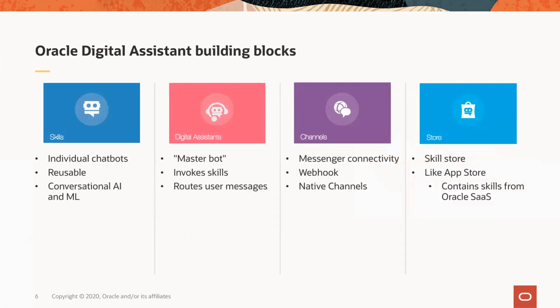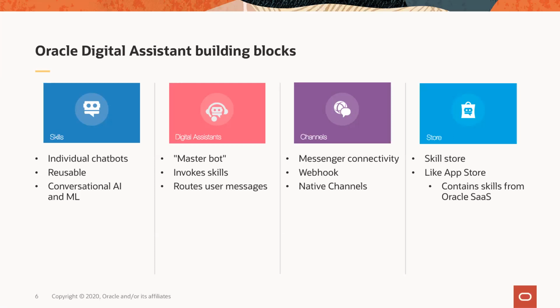There are skills, digital assistant, channels, and store. Now, the skills are individual chatbots. This is where we left Intelligent Bot Cloud Services, as I mentioned. So we use individual skills as modules that we assemble in Digital Assistant. And then Digital Assistant is just like flight control, doing the routing, based on the user message, to decide which skill to invoke. Now, channels is just the medium that you use to access Digital Assistant.